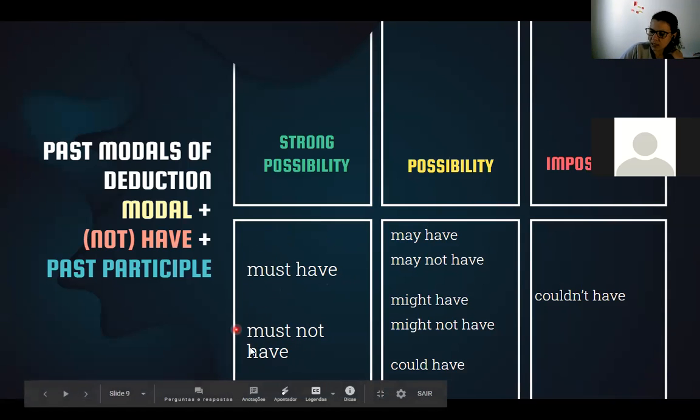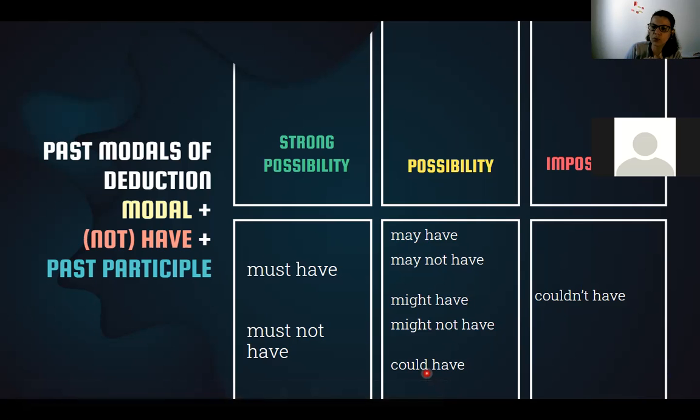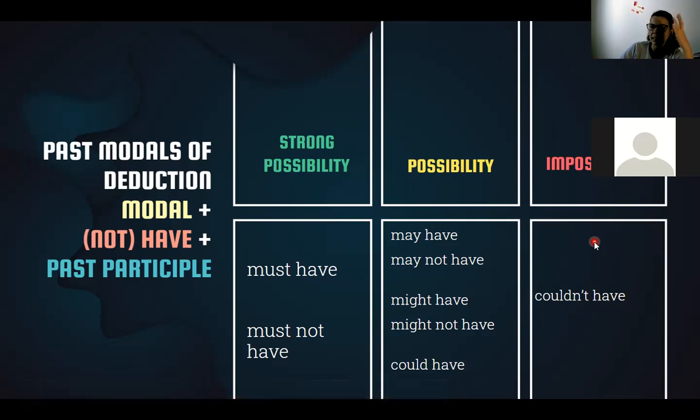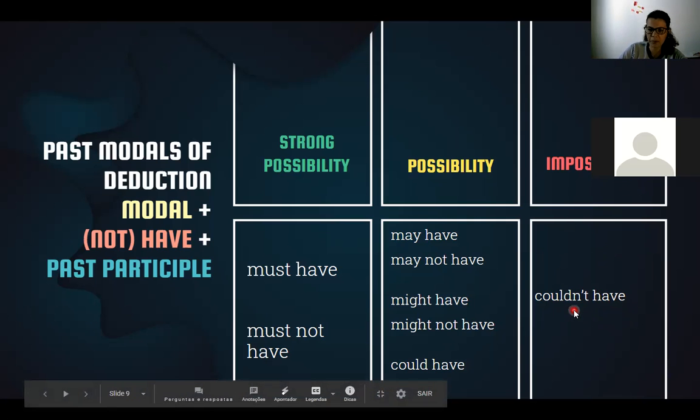You can pay attention to these words. Must, it's true. May, might, or could, you are not sure. When you use this structure, you use these words may or might or could, you are not sure what's going to happen. That's why it says it's a possibility. And when it's impossible, that thing couldn't have happened, you use couldn't.